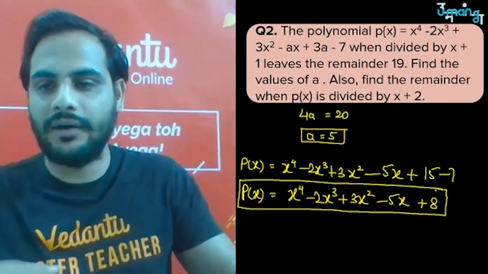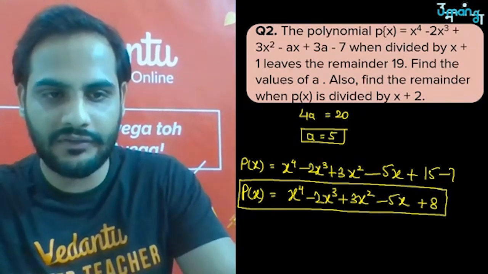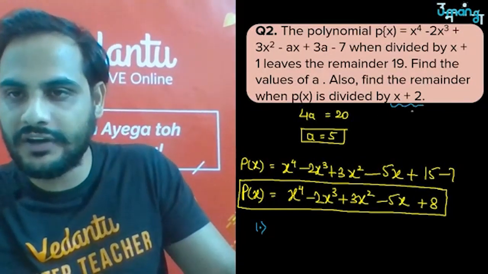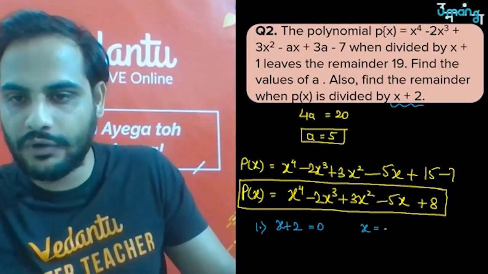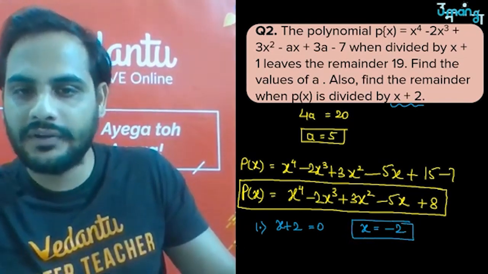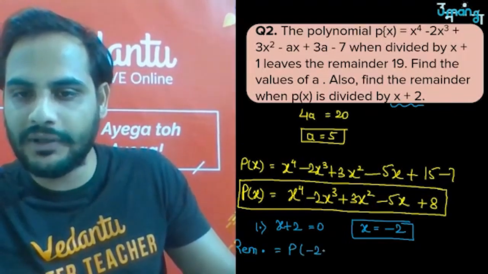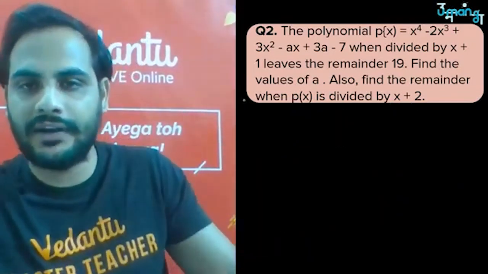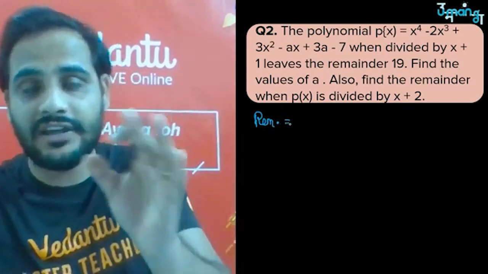Now let us find out its remainder when it is divided by x plus 2. So this is your divisor, make the divisor equal to 0. You get x is equal to minus 2. So in this P(x), to find the remainder, I can say the remainder will be equal to the value of this polynomial at minus 2. So let us find out. The remainder will be equal to, in this polynomial, wherever x is there, put minus 2.